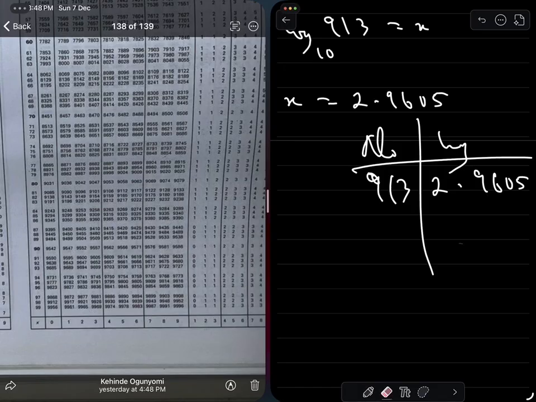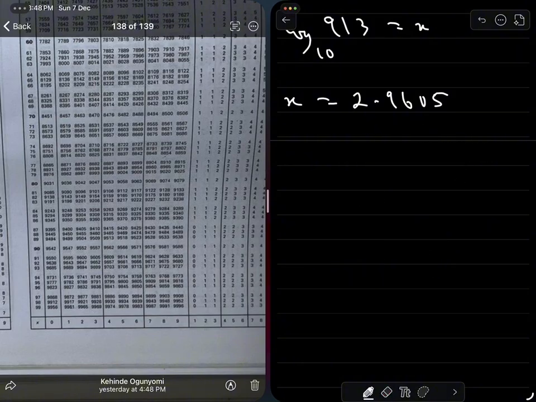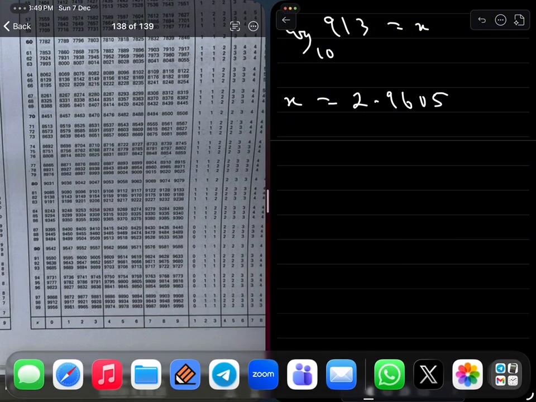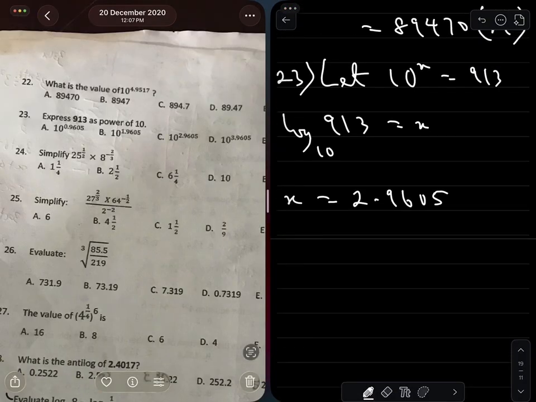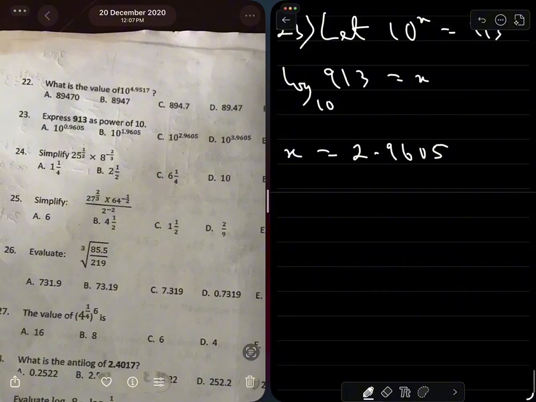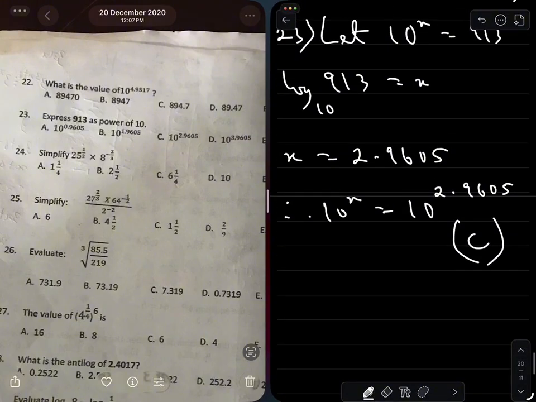Do you understand what I'm doing? Yes. Good. They said express 913 as a power of what? As a power of 10. So x is 2.9605, which means 10 raised to power x will now be 10 raised to power 2.9605. And what's the option that matches that? That's option C. We go to the next, number 24.